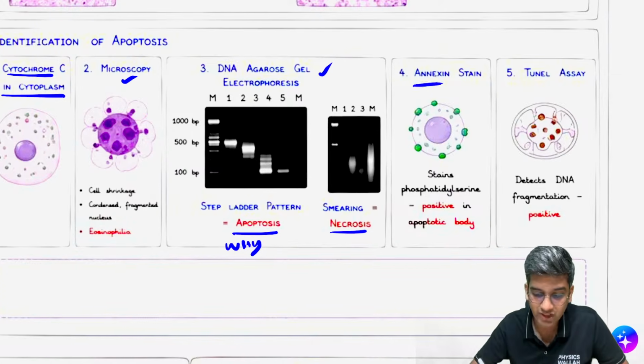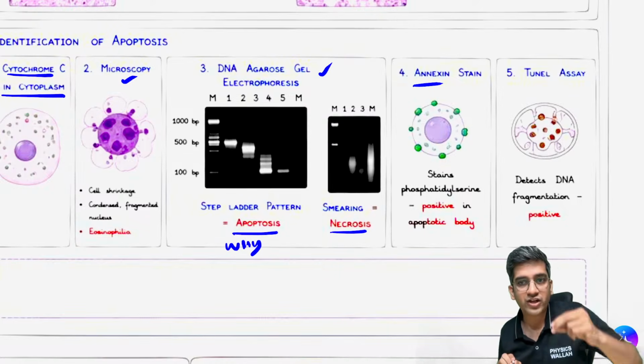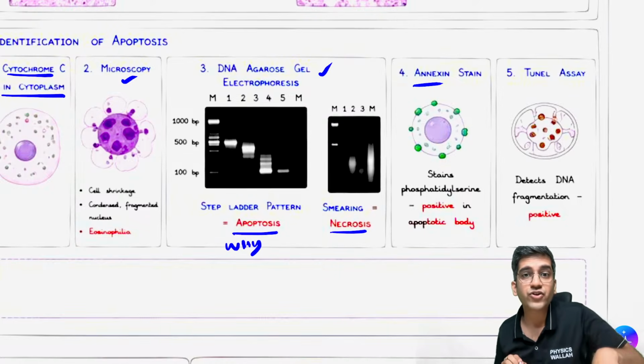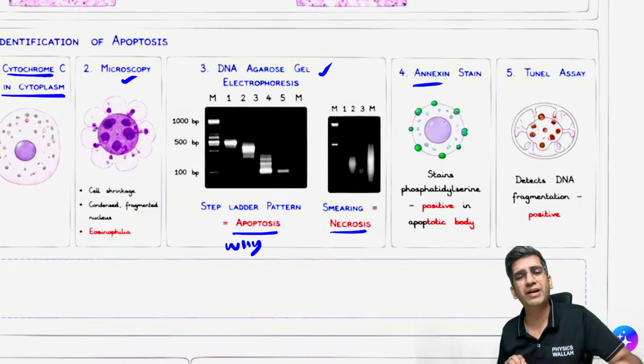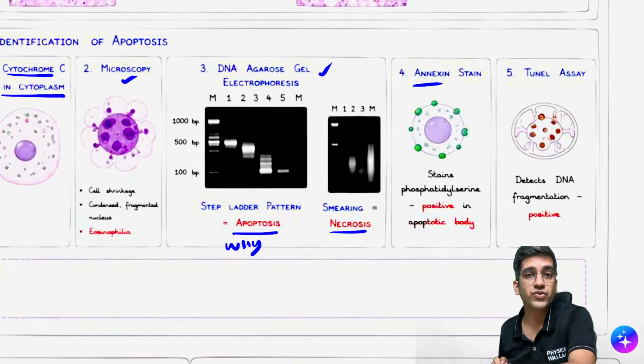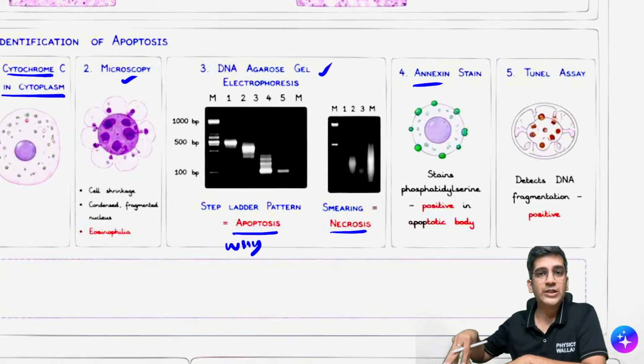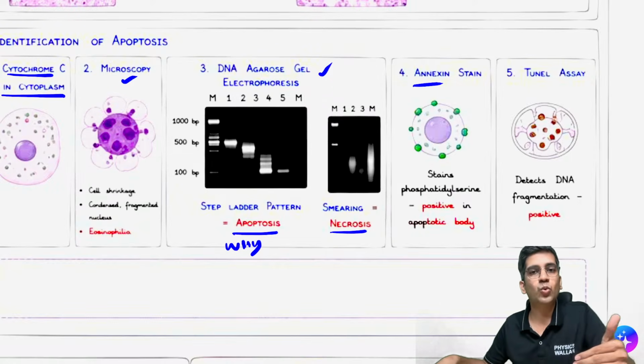Next, annexin stain. The phosphatidylserine came outside, right? That phosphatidylserine will bind to a molecule called annexin. I have annexin V, annexin 4, multiple things, right? Annexin is a stain, an IHC stain, which binds to phosphatidylserine. So phosphatidylserine will be seen only in an apoptotic cell. So annexin is positive only in an apoptotic cell.